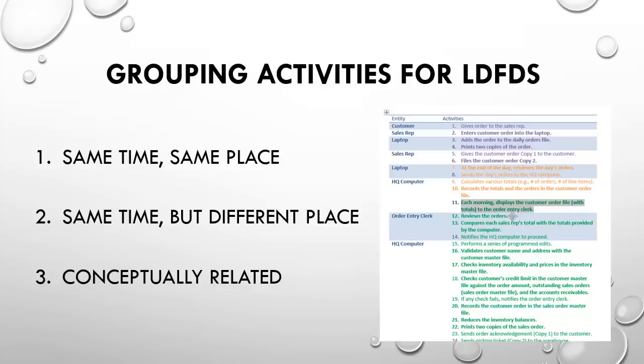First, we want to group the activities that occur at the same time in the same place. Second, we will try to group activities that occur at the same time but in different places. And third, if activities are conceptually related, we will group them. It's important to note that these guidelines are not mutually exclusive. For example, things that happen at the same time, but different places, are often conceptually related.